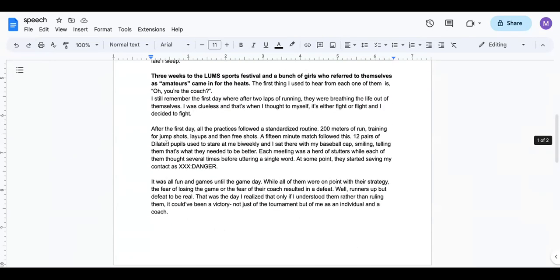Then I say, after the first day, all the practices followed a standardized routine: 200 meters of run, training for jump shots, layups, and then free shots. A 15-minute match followed this. 12 pairs of dilated pupils used to stare at me bi-weekly, and I sat there with my baseball cap, smiling, telling them that that's what they needed to be better. Each meeting was a herd of stutters, while each of them thought several times before uttering a single word. At some point, they started saving my contact as "danger."